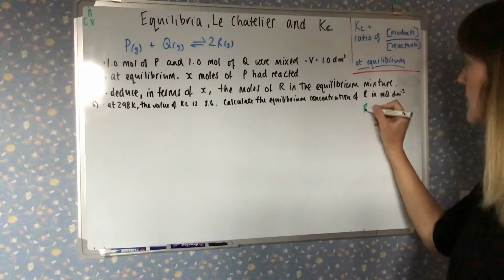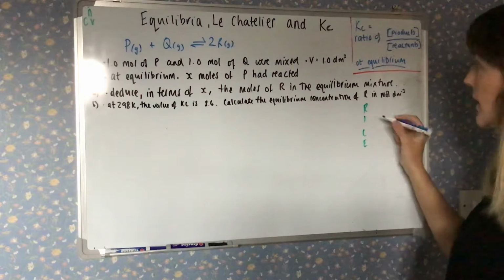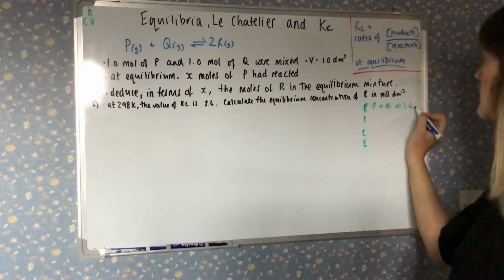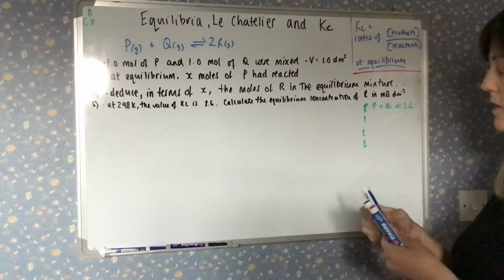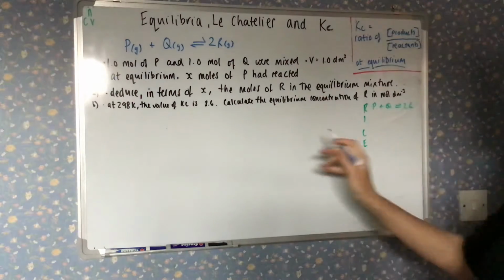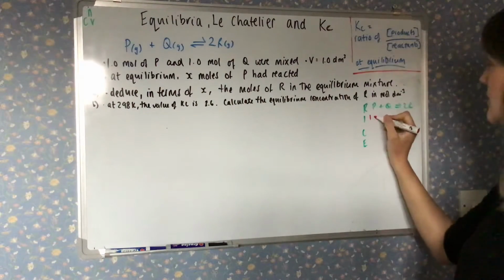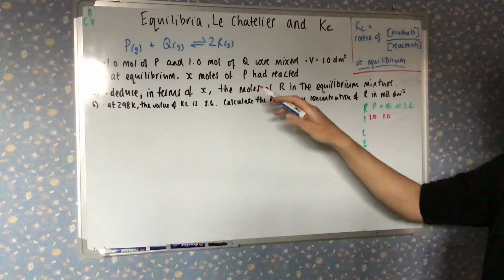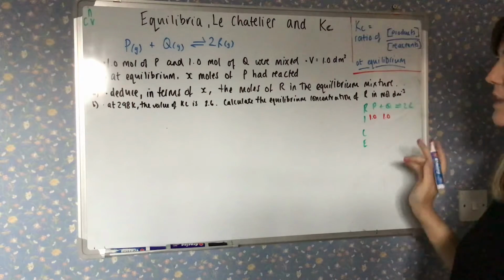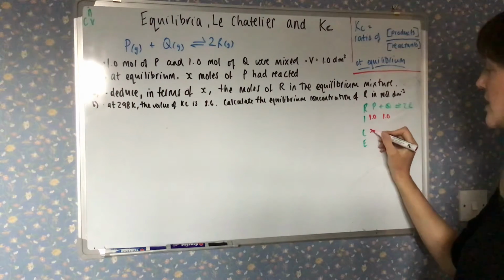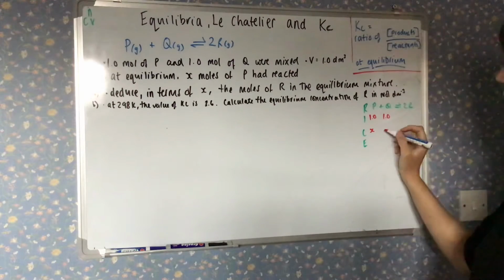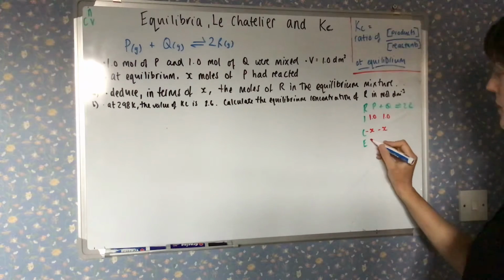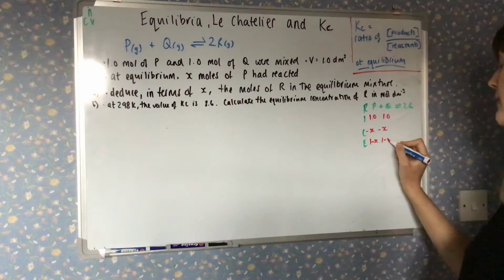So let's do this RICE table. Okay, and we've got our reaction P and Q goes to 2R. So our initial concentration, I always say concentration, the initial moles of P and Q is 1.0, 1.0. And we've got X moles of P had reacted. Okay, so we're not given how much of anything has reacted. So P, the change is going to be X, and we've got a 1-to-1 ratio. So the change is going to be X here, so minus, minus. So equilibrium moles is going to be 1 minus X, 1 minus X.